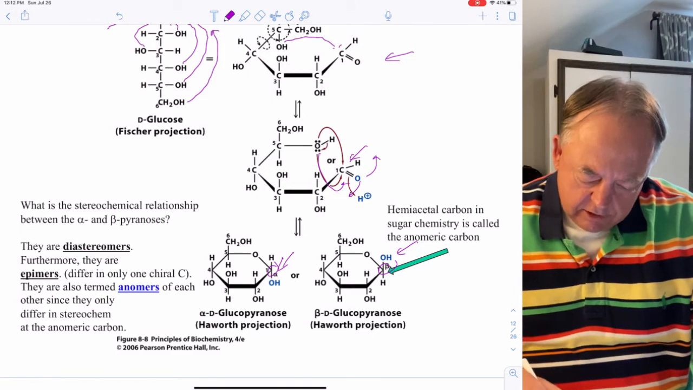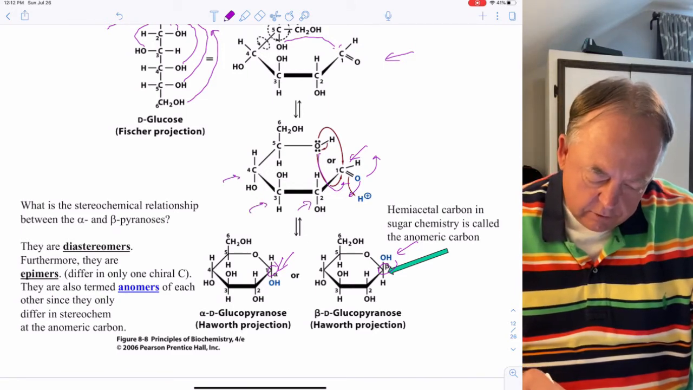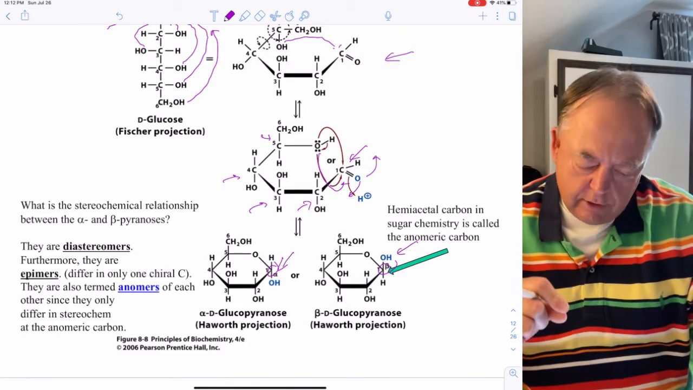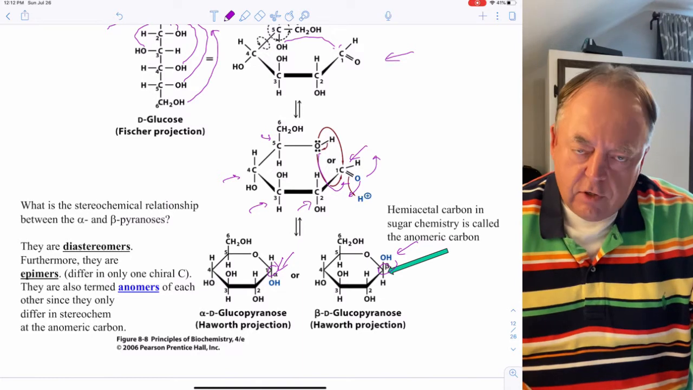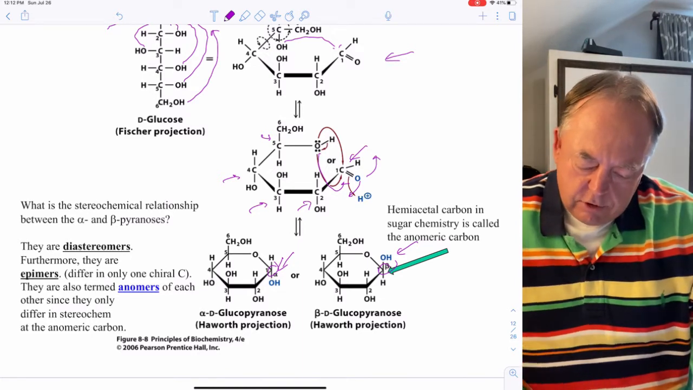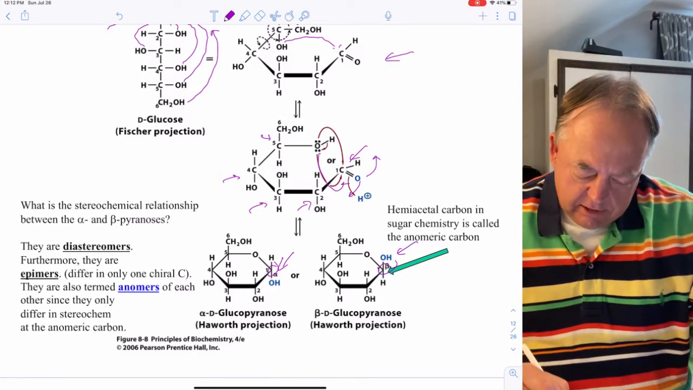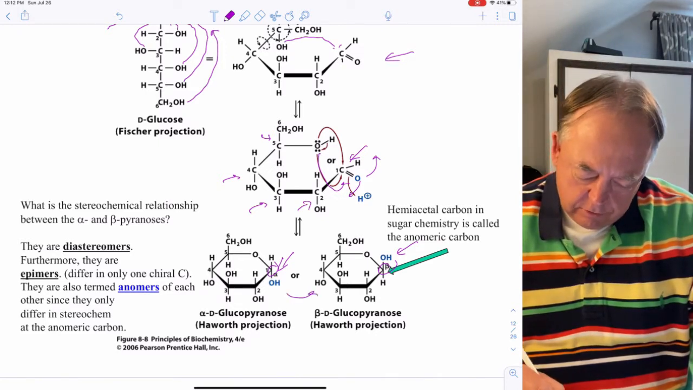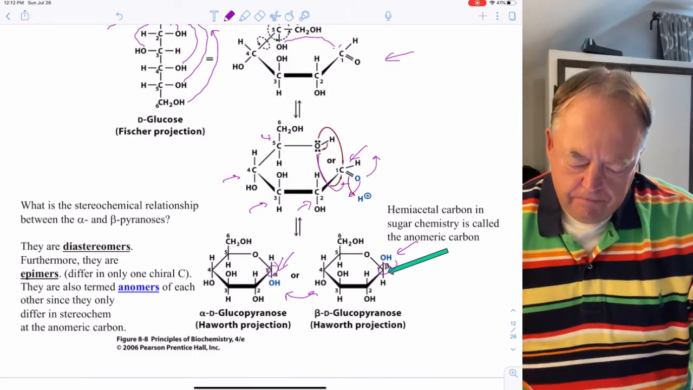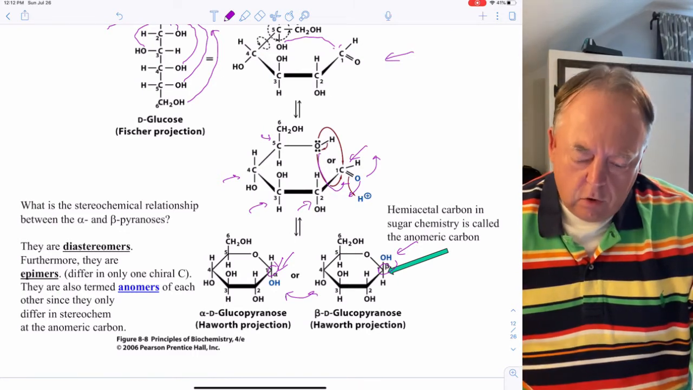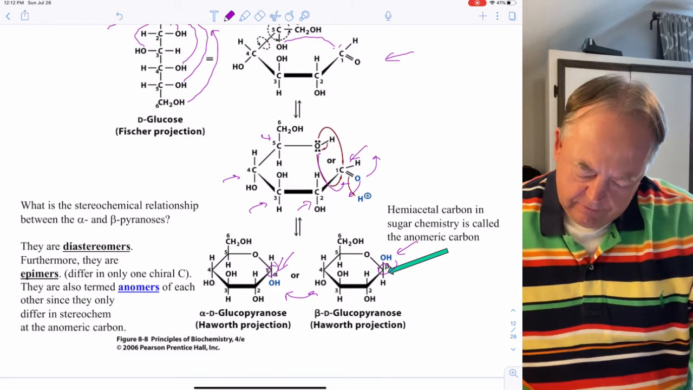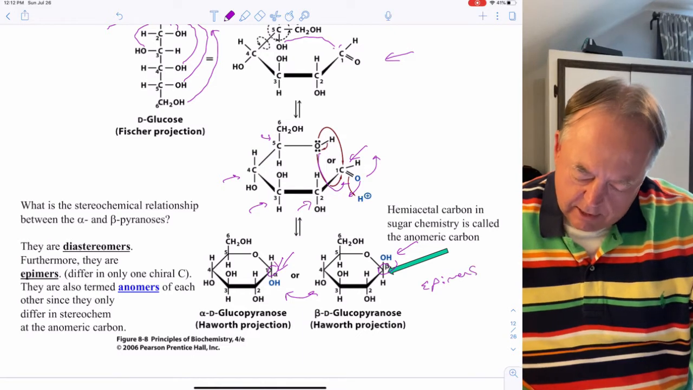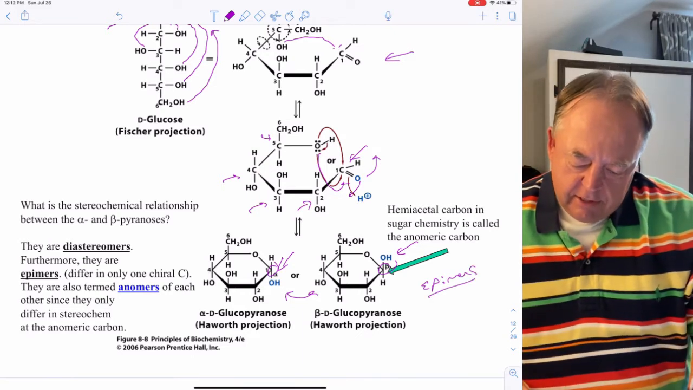At C2, C3, C4, C5, nothing happens at those carbons, so the stereochemistry there remains the same, but C1 becomes chiral. So you create a new chiral center at C1, but C2, 3, 4, and 5 are all the same stereochemistry. If we compare these two molecules, what kind of stereoisomers are they? They only differ in one chiral carbon, so they would be epimers of each other.